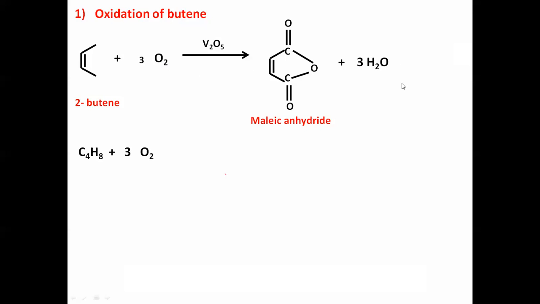Now, how to balance oxygen? We just count oxygen at the product side. 1, 2, 3 in the main product and 3 in the water molecules. 3 water molecules means 3 oxygen. So 3 plus 3 is 6. 6 oxygen atoms I want, to get this product and byproduct. So 6 oxygen must be provided at the reactant side. So 6 oxygen atoms I want, which means 3 molecules.